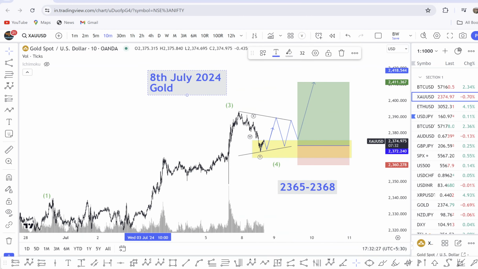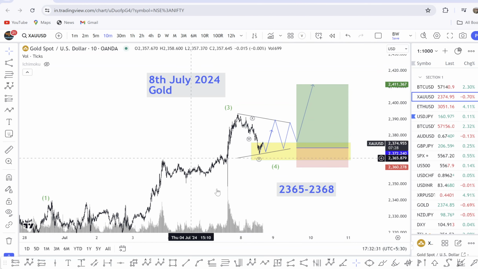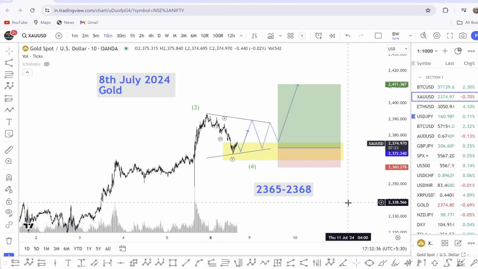Indian time is around 5:30 p.m. This is my trade for the gold. You enjoy this live trading.